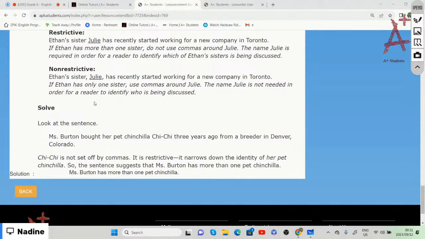Which means that the sentence suggests that Miss Burton has more than one pet. And what gives us the idea that she has more than one pet? Because she's specifically making mention of the name of the pet. Because if she just said that she bought her pet, then we would have gotten the idea that she maybe only has one pet. But if she's specifically saying that she bought her pet Chinchilla Chichi, then it means that she has more than one pet, and we're specifically talking about this pet, Chichi, that she bought 3 years ago from a breeder in Denver.